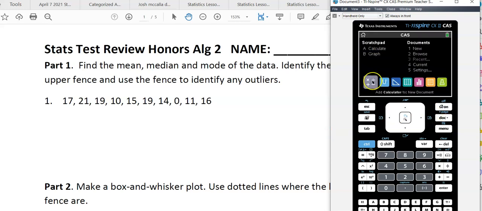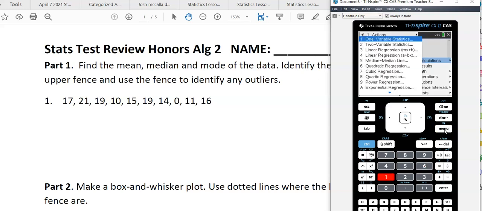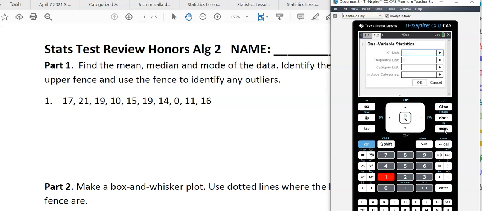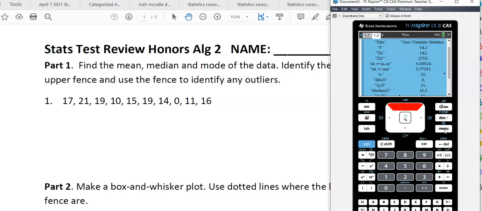So I'm going to add a calculator page. In menu 6, 1, 1. And the list is going to be data. So I've got the mean is 14.2. Median is 15.5. Mode, I'm going to figure out in a minute.